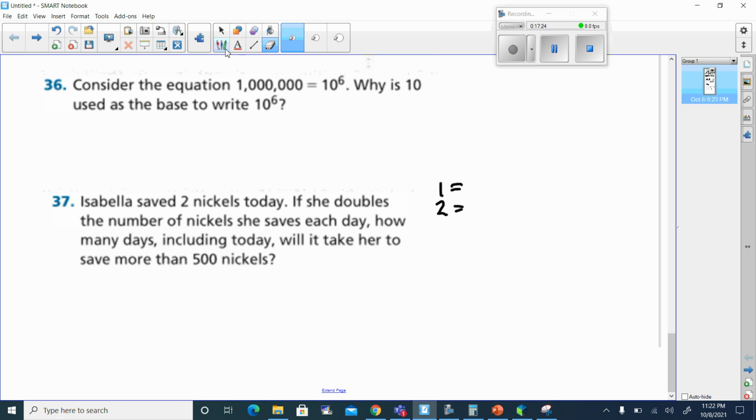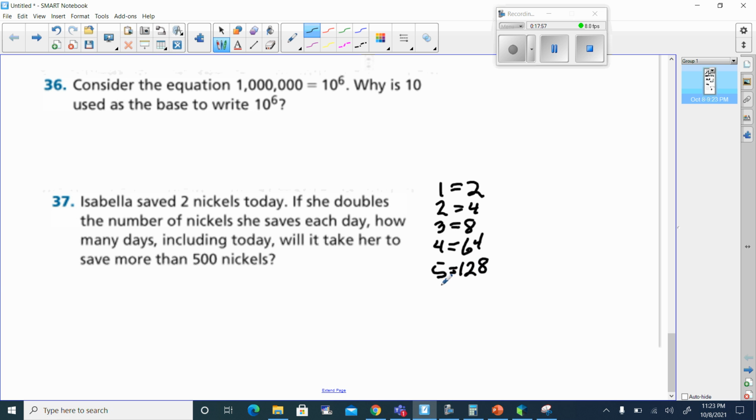On day 1, she's got 2 nickels. On day 2, she's going to have 4 nickels. We need to reach 500 nickels. Wow. So on day 3, if we double 4, that's going to give us 8 nickels. So on day 4, if I doubled 8, that's going to be 64 nickels. On day 5, if I double 64, that's going to be 128 nickels.